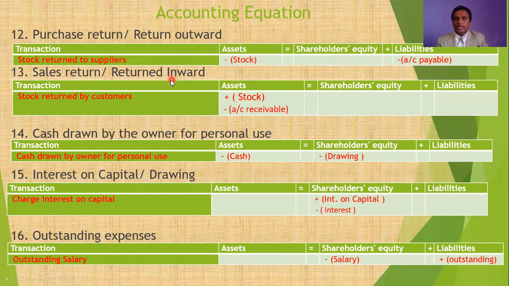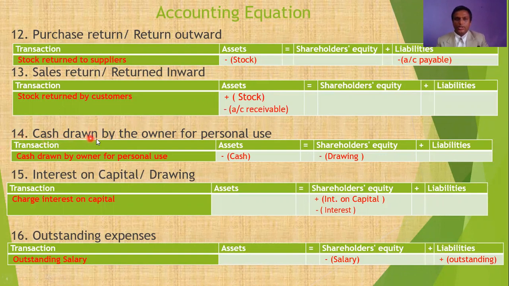Number 13, sales return, or return inward. Sales return: what's coming? Stock is coming. So stock increases and account receivable decreases. Stock and account receivable are both related to assets, so only the asset side is affected.